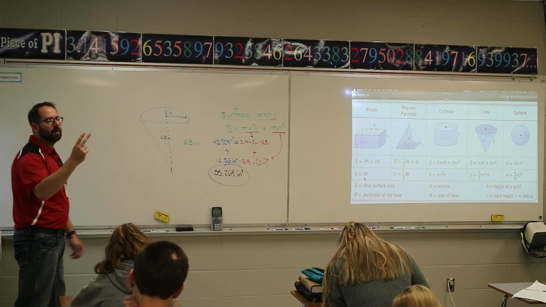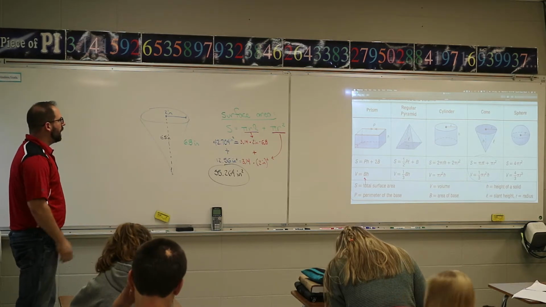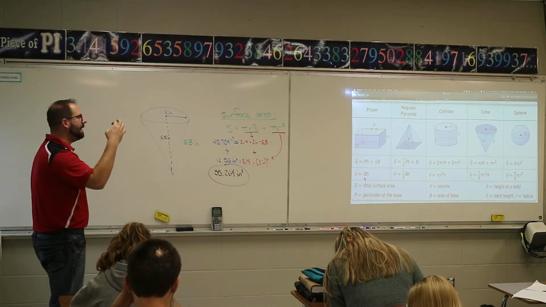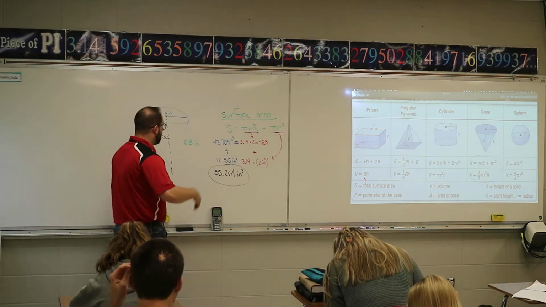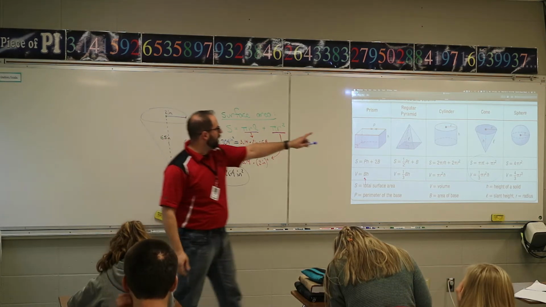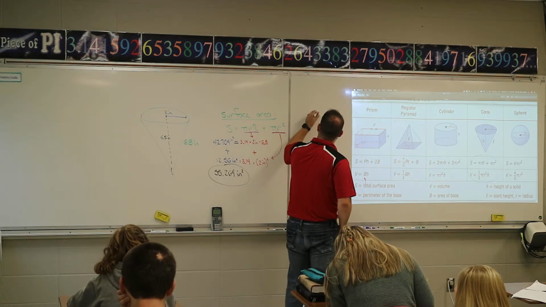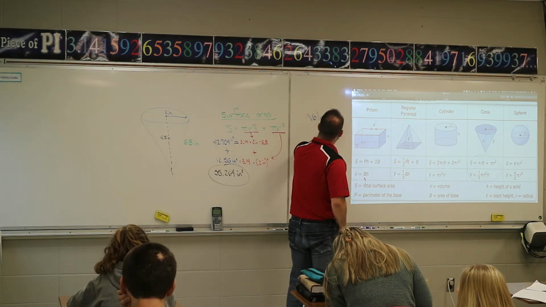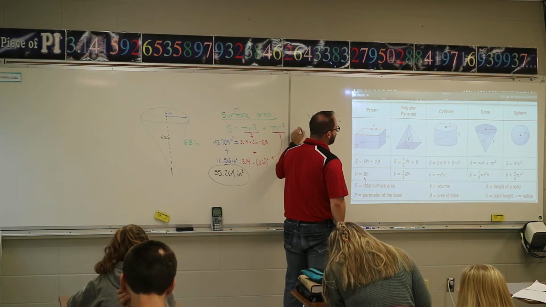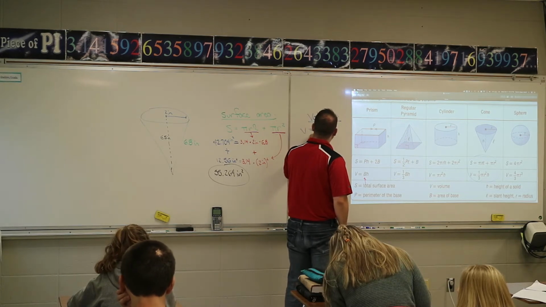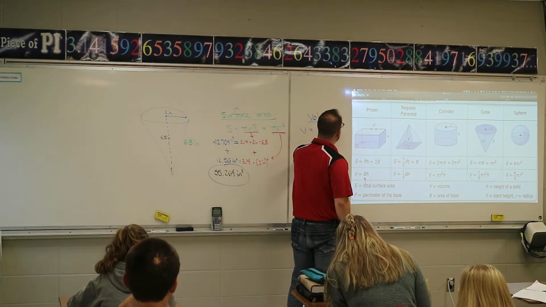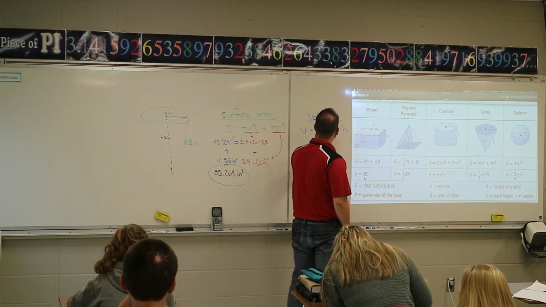Okay, second part. It says find volume. How many objects could I fit inside the cone itself? So now we have to use different numbers. I have a new formula over there. Volume of a cone is 1/3 pi r squared times height.